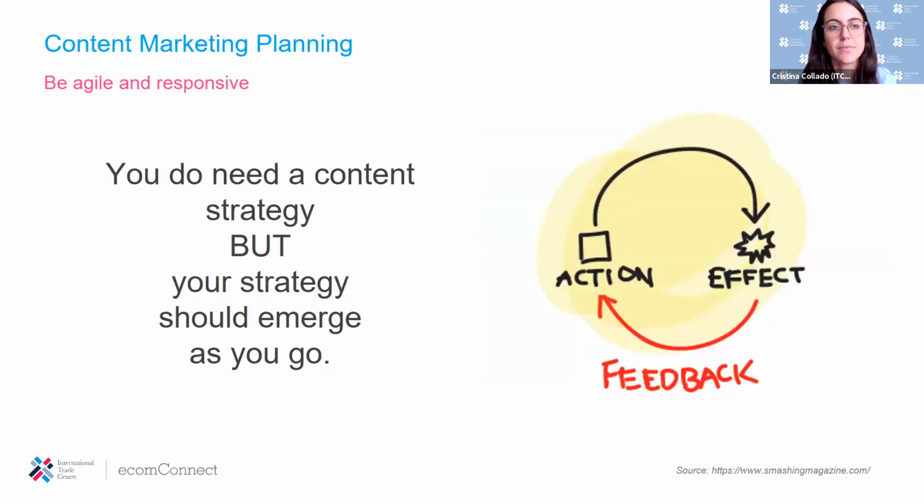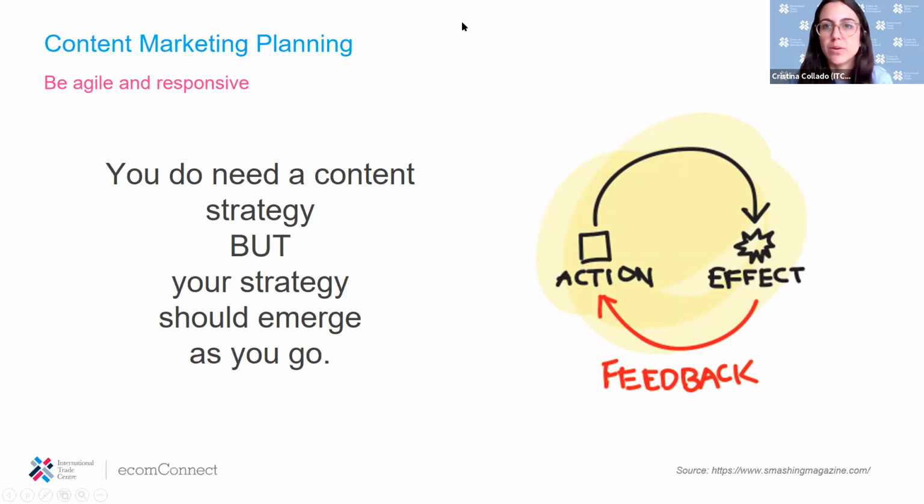And a strategy, well, content marketing planning and content marketing strategy is a living thing. It should evolve as you execute it. You have to think of it as you go. So here on the slide, you can see that you implement an action, it has an effect, you receive feedback, you improve that action, another effect, feedback, and so on.